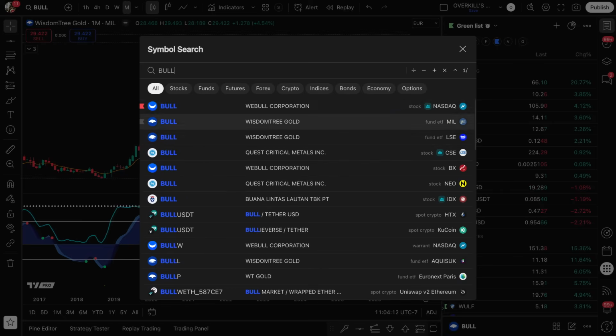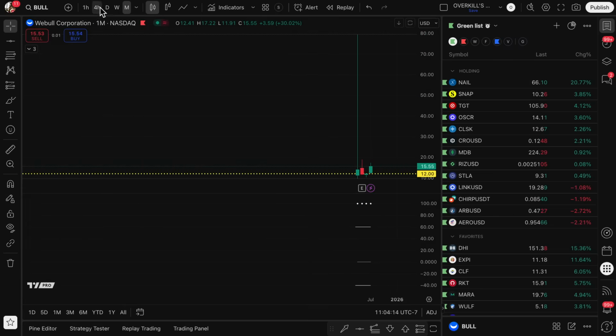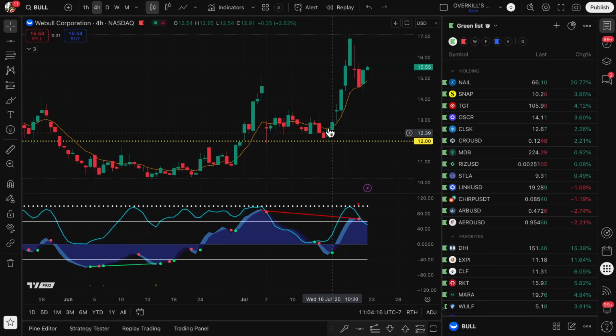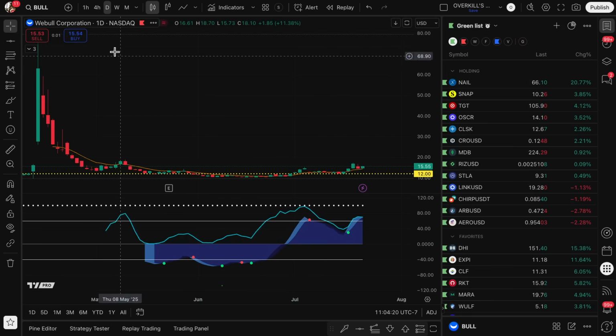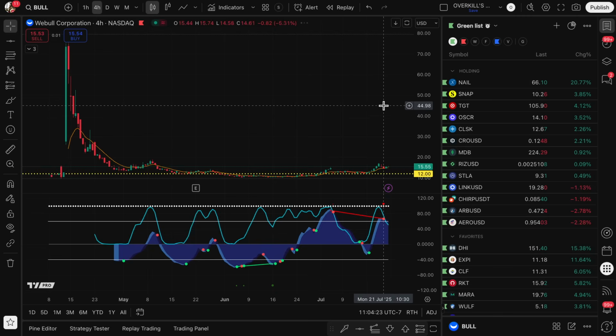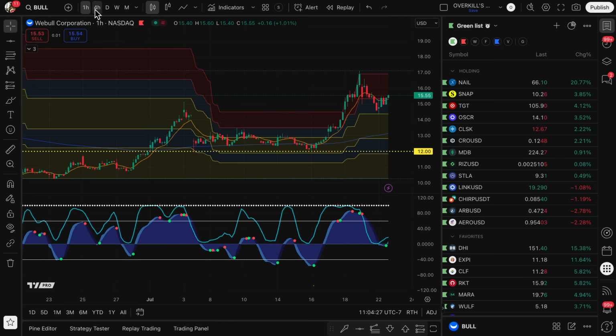Webull, doing well. This one's doing well. I think we called this one out at 12 bucks, and it's doing very well. First target on that, I'd have to use the 4-hour here. There's not even any data on that, so very new stock.